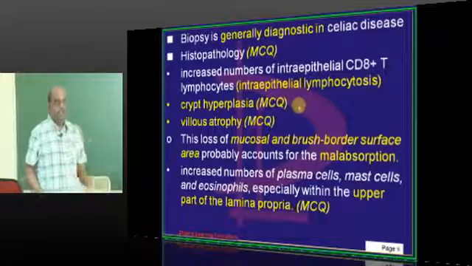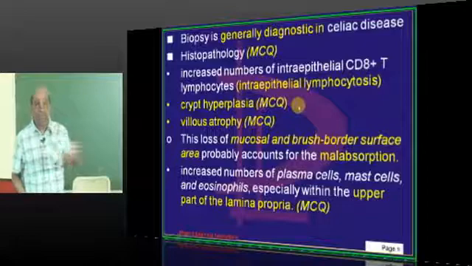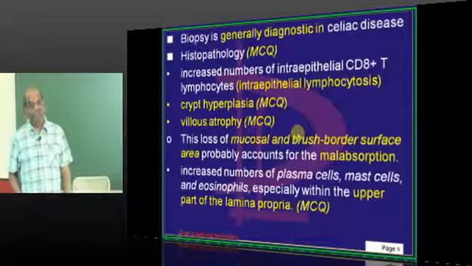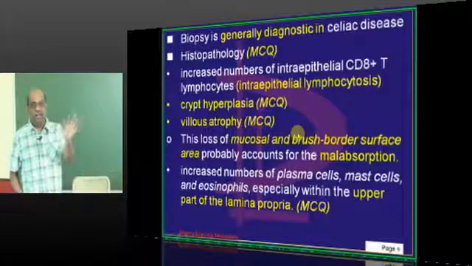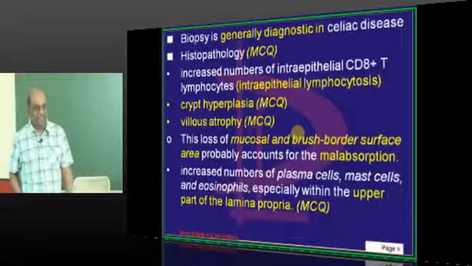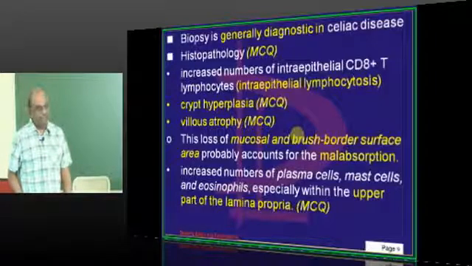The intestinal crypts are there, no? They undergo hyperplasia. But the villi will undergo atrophy. This you need to be very sure. Villi don't undergo hypertrophy or crypts don't undergo atrophy. Crypts undergo hypertrophy, villi undergo atrophy. We need to be very clear.